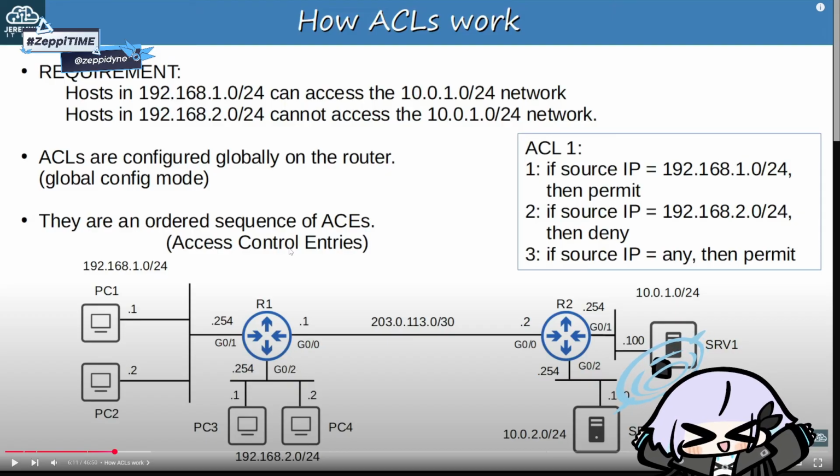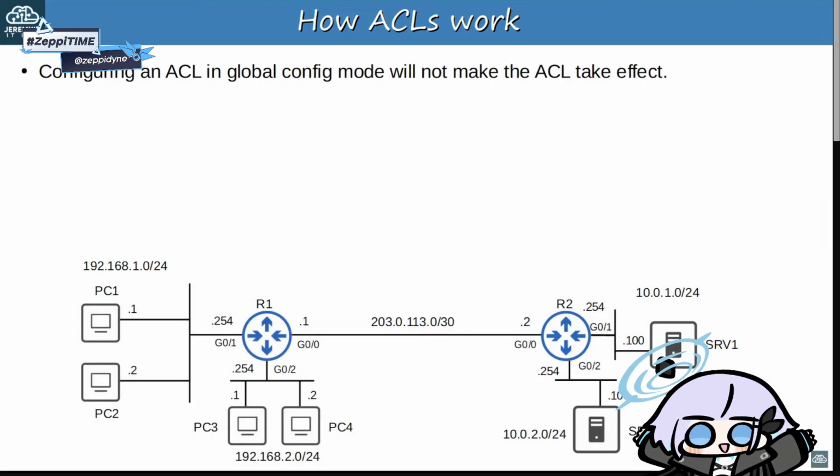If the ACL is going to be configured on the port, it should be here in R1 G0/0. But since we're tackling 10.0.1.0, maybe it should be here in G0/1, and I think it's an inbound rule. I'm just guessing. I know nothing. Configuring an ACL in global config mode will not make the ACL take effect.